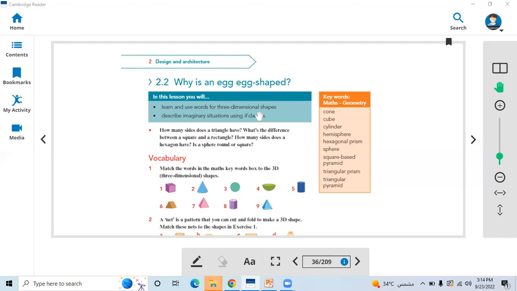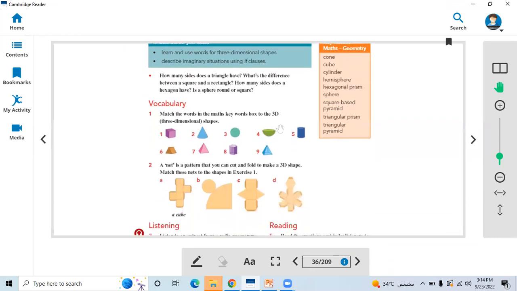Right, so how many sides does a triangle have? Obviously three, but there are different types of triangles, right? What's the difference between a square and a triangle? How many sides does a hexagon have, and is it round or square? Some simple maths questions related to geometry and shapes, and this is what we answered during the class.